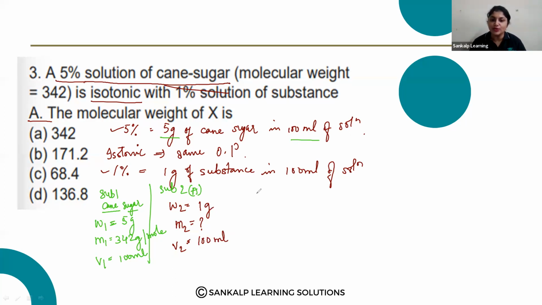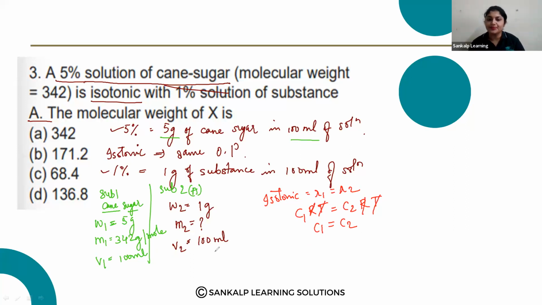So you know it is isotonic, which means π1 is equal to π2. Osmotic pressure is given as concentration into RT. So for solution 1, C1 RT is equal to C2 RT. R and T are constant, so they get cancelled. Therefore C1 is equal to C2, the concentration of solution 1 equals the concentration of solution 2.